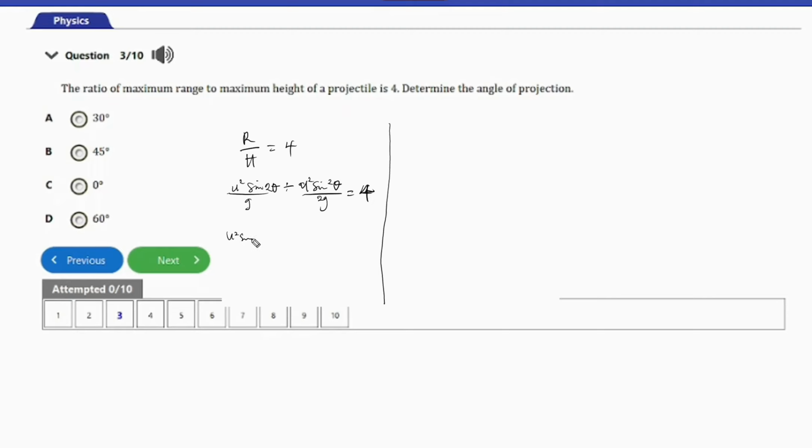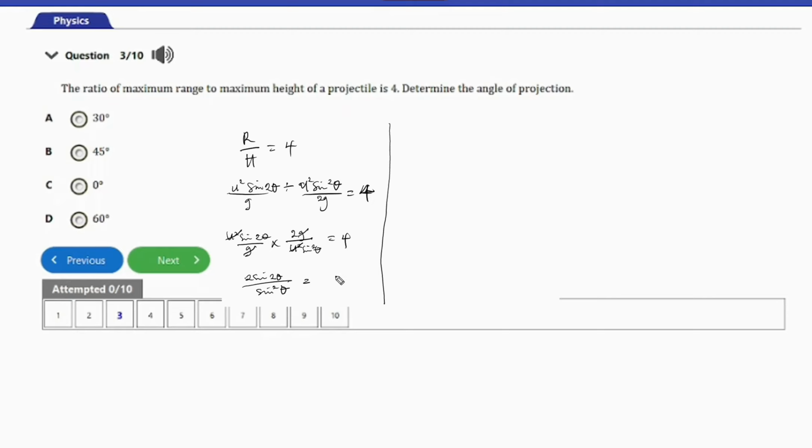So in this case, if we change the sign of division to multiplication, we are going to have u squared sine 2 theta over g times 2g over u squared sine squared theta, and this is equal to 4. So guys, we can go ahead and cancel out some factors. We cancel out u squared, and then we cancel out g. So here we're going to have 2 sine 2 theta over sine squared theta is equal to 4.